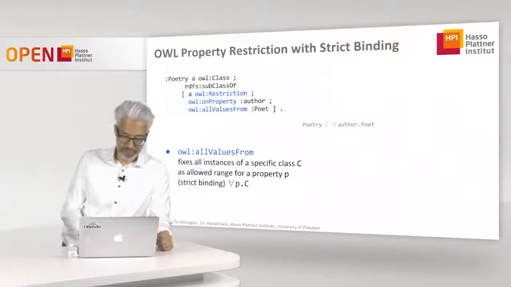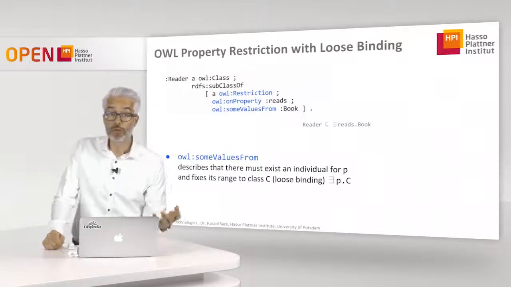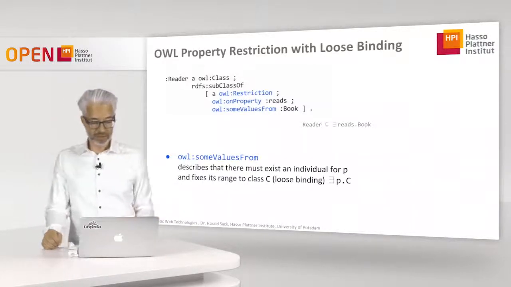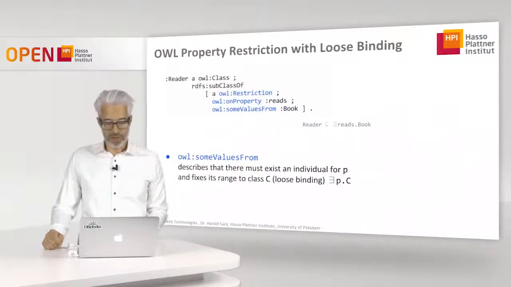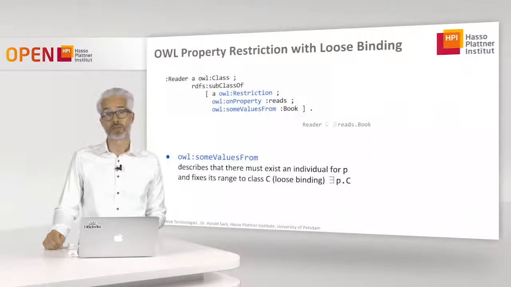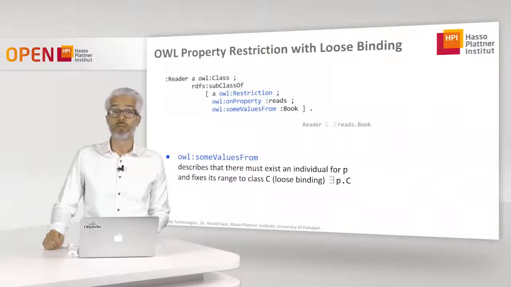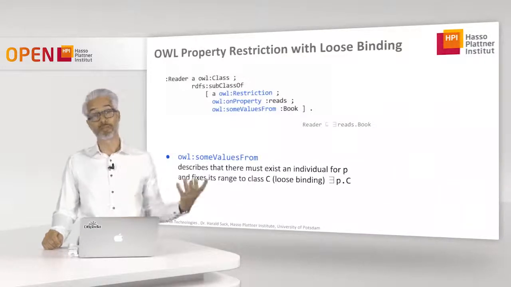Strict binding. Okay, another example now for loose binding. Again, let's first have a look at the description logic expression. We see here in gray, we say a reader is somebody who reads books. Possibly you also read somebody else, but a reader should be a subclass of everybody who is reading, besides other things, books. Therefore it's a loose binding, it's not a strict binding.